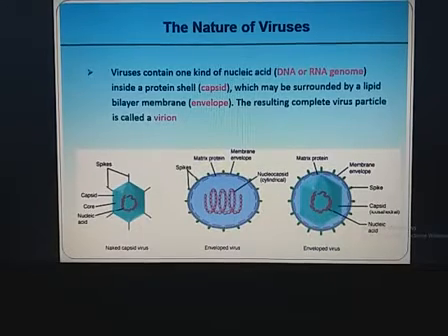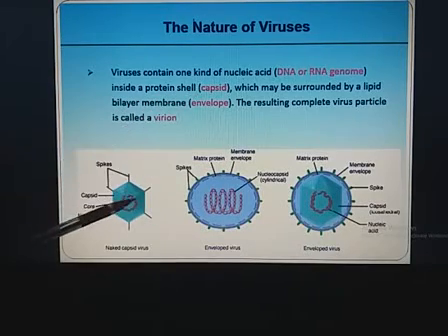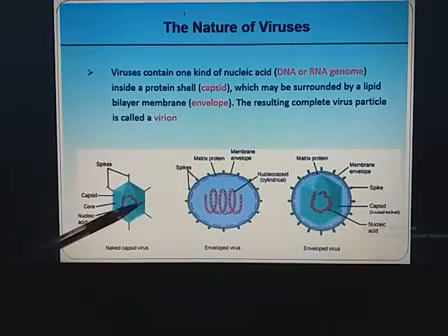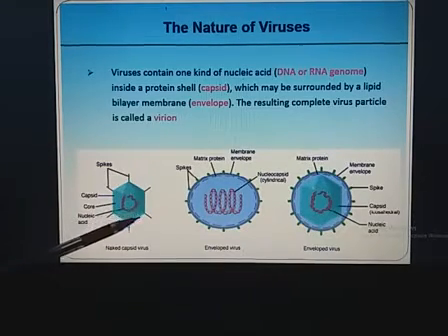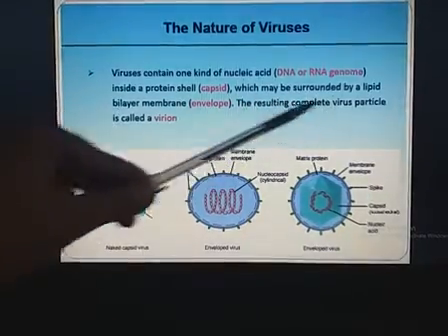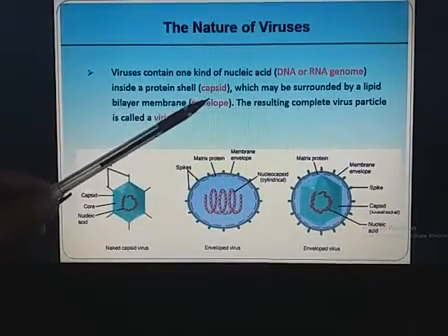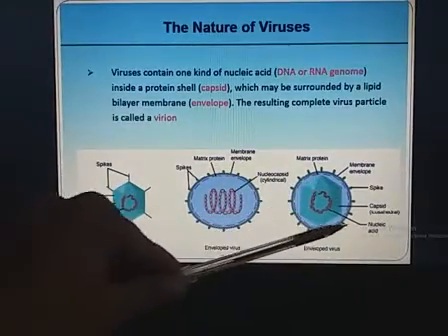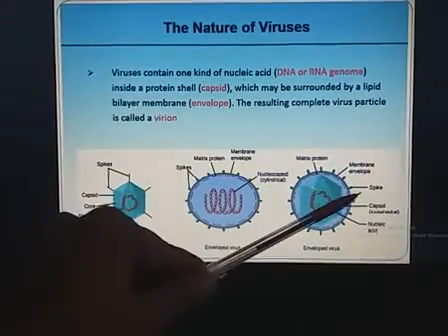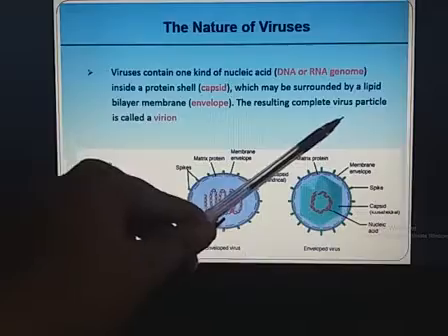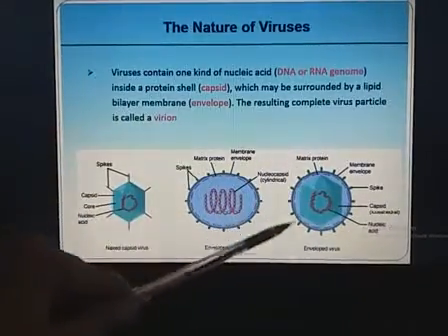Now the nature of virus. A virus contains a nucleic acid, RNA or DNA genome, inside a protein shell or capsid. This is the capsid, this is the core or hollow lumen where the nucleic acid is present, and these are the spikes which emerge from the capsid protein. Sometimes the capsid may be surrounded by a lipid bilayer membrane or envelope. So this is the envelope, which contains several membrane proteins known as spikes. The resulting complex virus particle is called the virion. That means this is a virion.